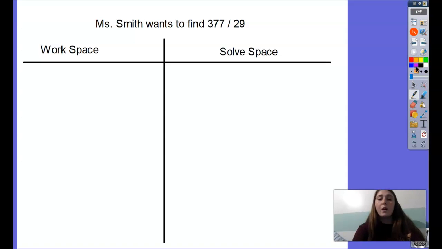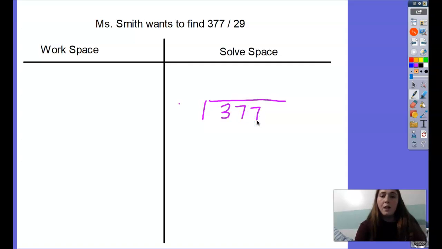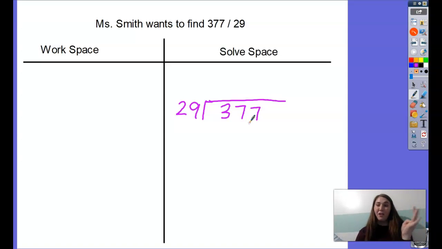For this problem, we are looking at 377 divided by 29. I'm going to approach this the same way. To see which place value I start with, I need to find the highest place value of my dividend to look at first. So this is my ones, my tens, and my hundreds. The highest place value for the dividend is our hundreds, so that's where we're going to check first. Remember, this is just checking. It's not where we start with our problem, but it's how we check.